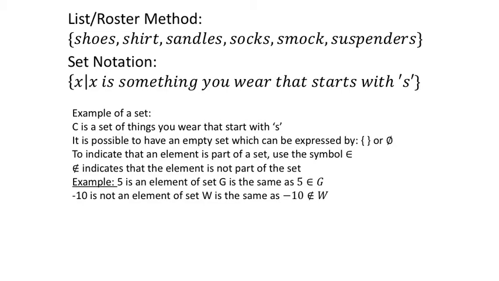Okay, so set builder notation though would be x such that x is something you wear that starts with the letter S. They should tell you if they specifically want you to use set builder notation. Usually set builder notation is good with inequalities like we've seen. If they just give us individual values though, then we want to use just the listing method. But you'll notice that both of these require fancy brackets.